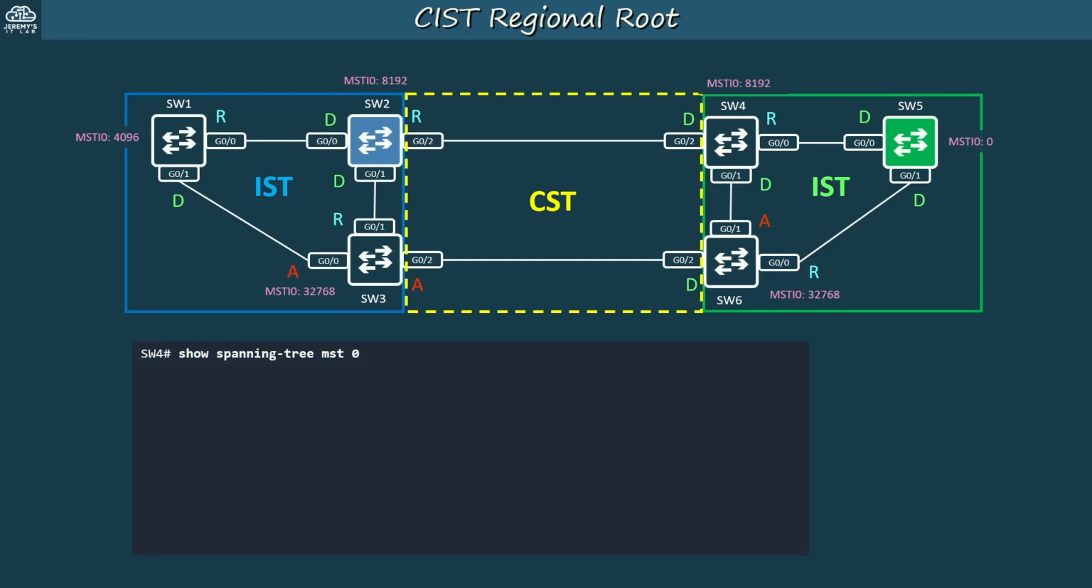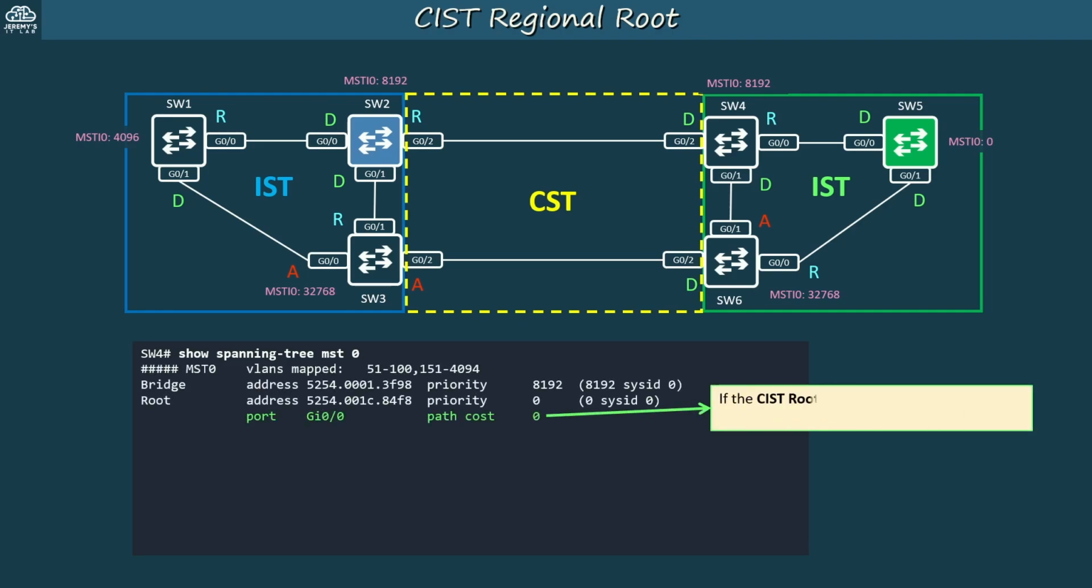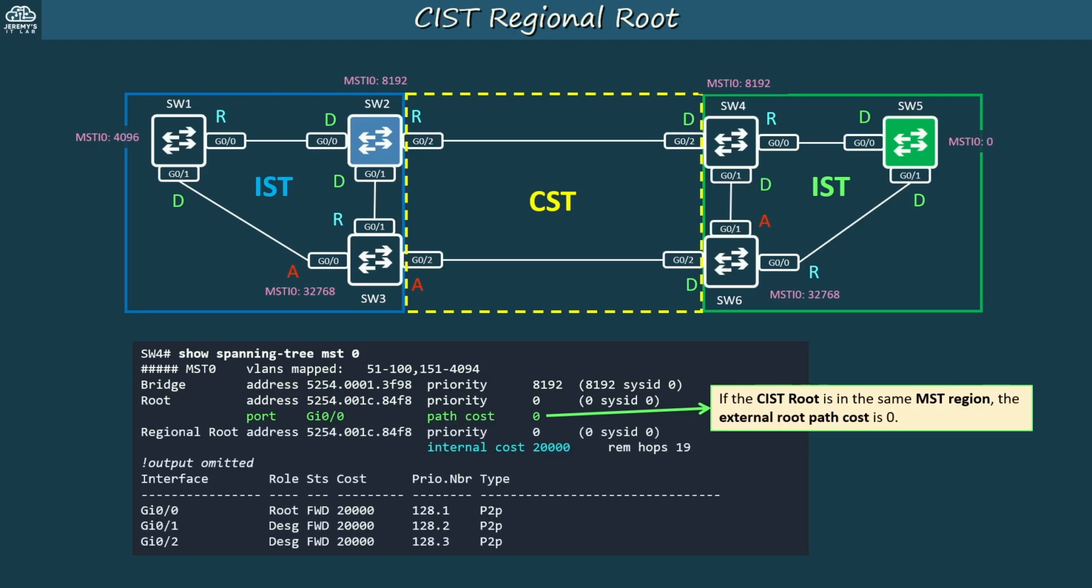And now, let's take a quick look at the same command on switch 4, which is in the same region as the CIST route, switch 5. Notice the path cost of 0. If the CIST route is in the same MST region, the switch's external route path cost is 0. But it will still have an internal route path cost, as shown here. It's 20,000 in this case, because switch 4 is directly connected to switch 5.